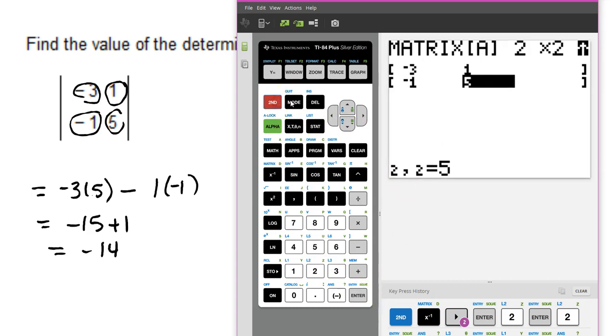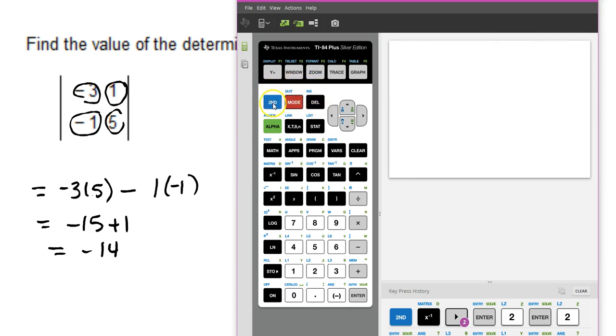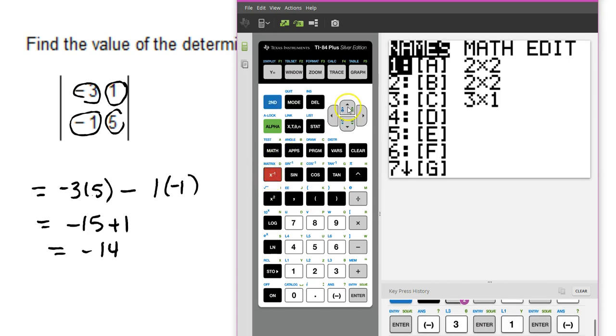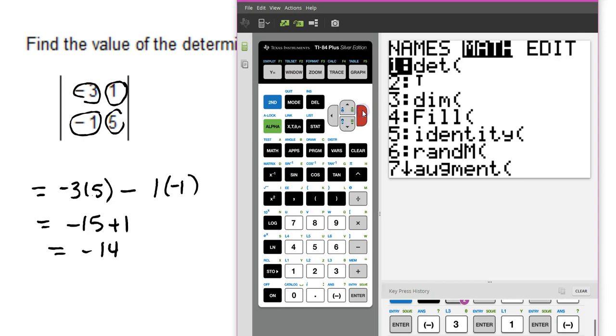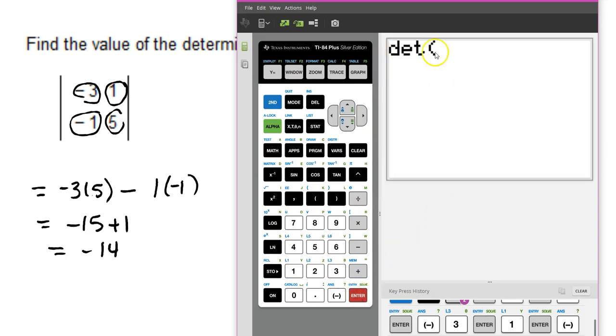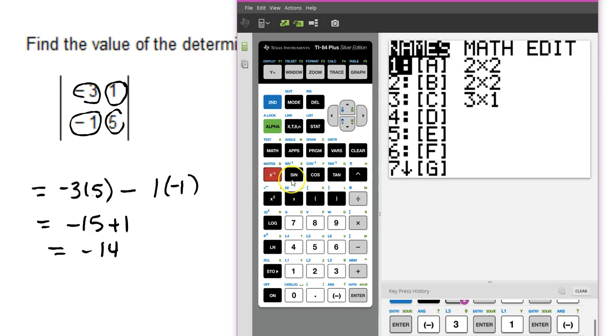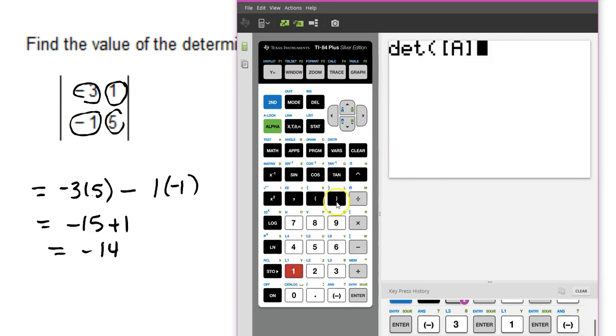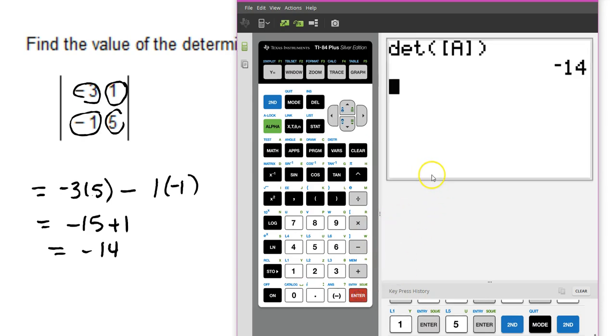Then I'm going to go to the home screen. I'm going to go back to the matrix menu by hitting second and x to the negative 1. I'm going to hit the right arrow to get the operations on matrices. The first one is DET, which stands for determinant. And I want to find the determinant of matrix A, the one I just typed in. So I need to go back to the matrix menu again, and I'm selecting number 1 to select matrix A. And then it will do the calculation of the determinant for me.